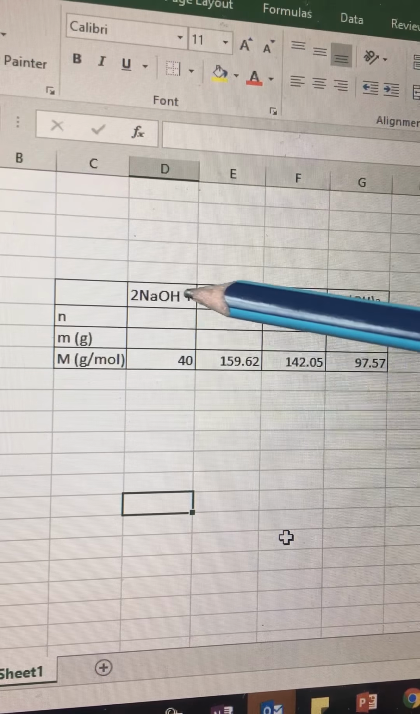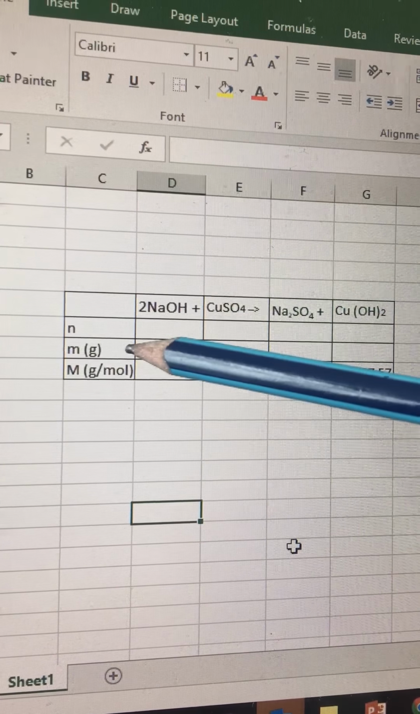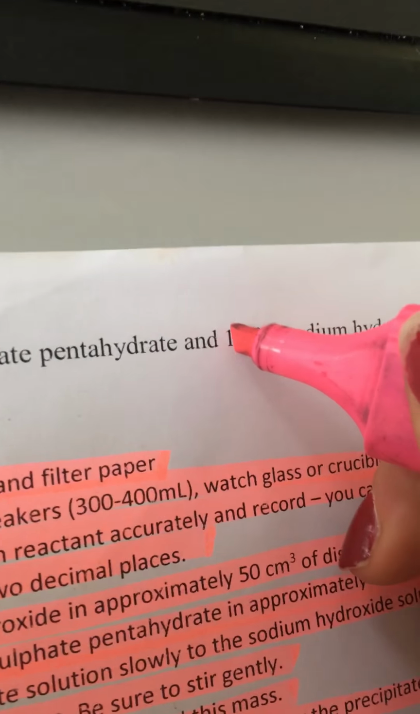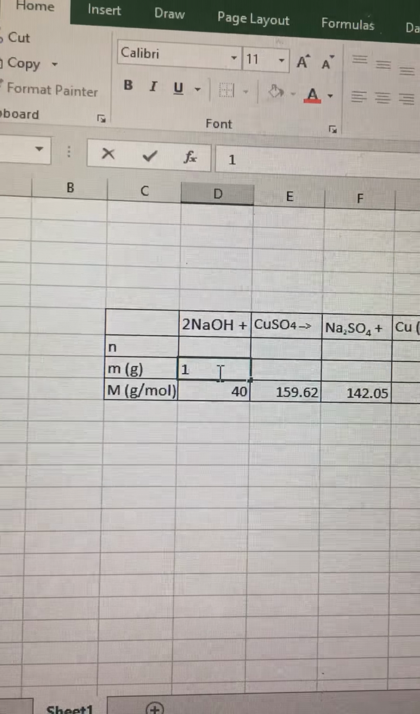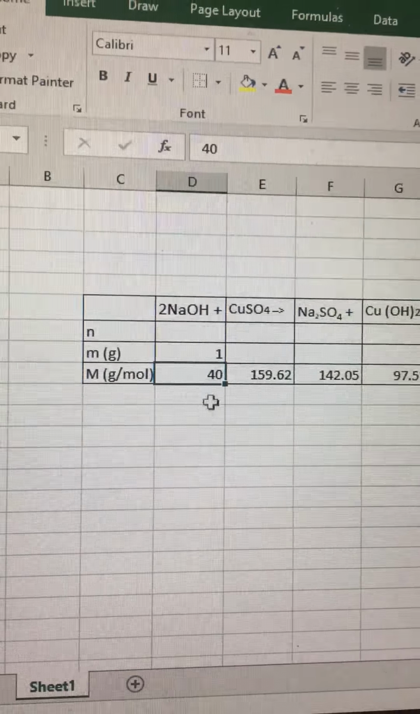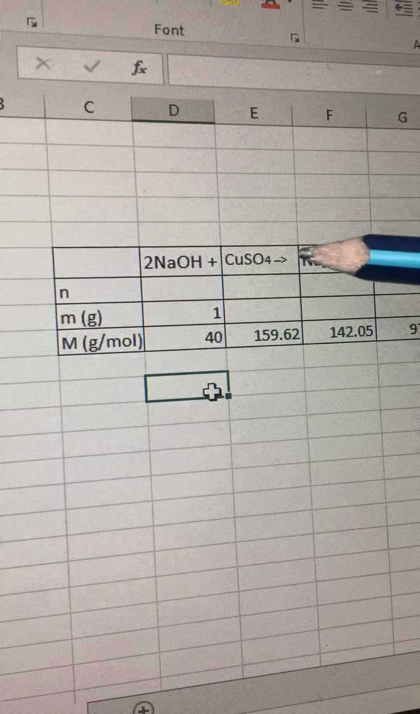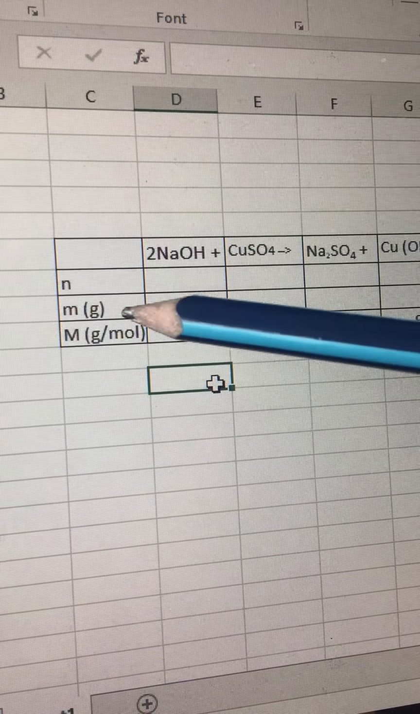After we've calculated the molar mass, we're going to find out the grams of sodium hydroxide, which was given to us in the experiment sheet. Then the grams of copper sulfate, which was also given to us in the experiment sheet.